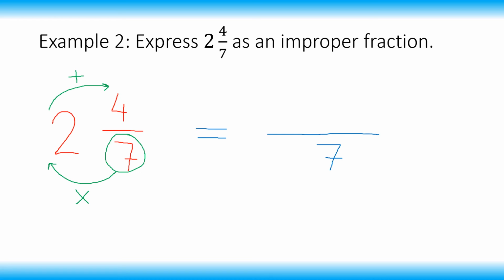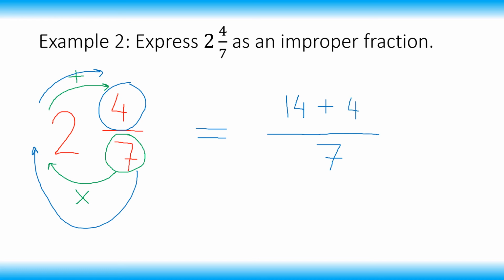But to figure out the new numerator, we have to go through this process. So first we go around, we do 7 times 2, that's 14. So we get a 14 up here. But then we have to add on this leftover numerator. So we did 7 times 2, that's 14. Now we have to do this addition. 14 plus 4 is 18. So we just need to add on this 4 right here.